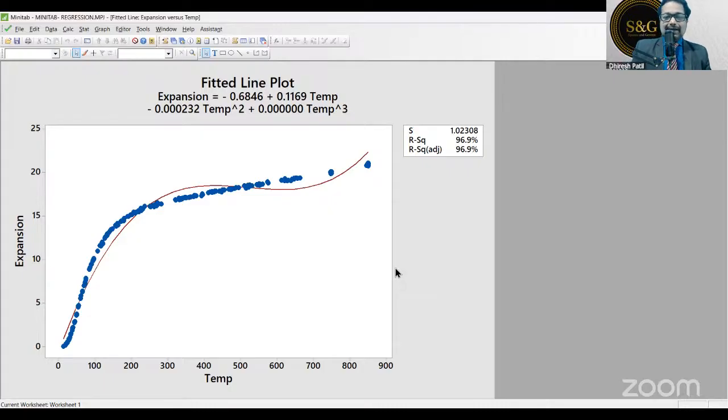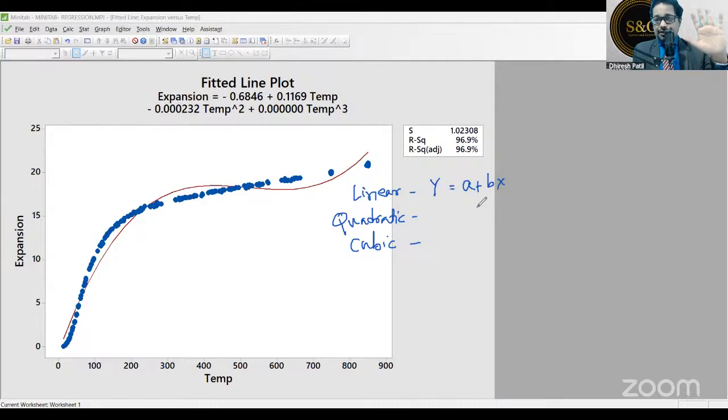Okay. Now, what is the difference between these three models? Just write this down. Linear, quadratic, and cubic. What is the formula? Y is equal to A plus BX. In the linear model, we have understood this.